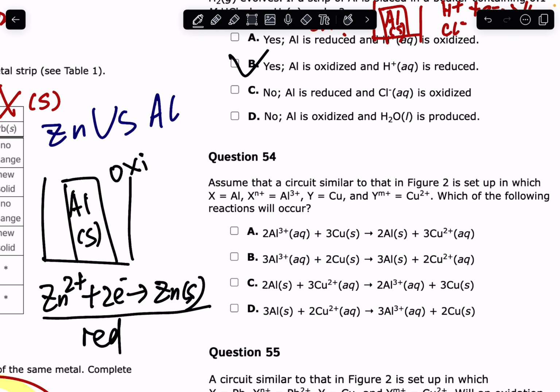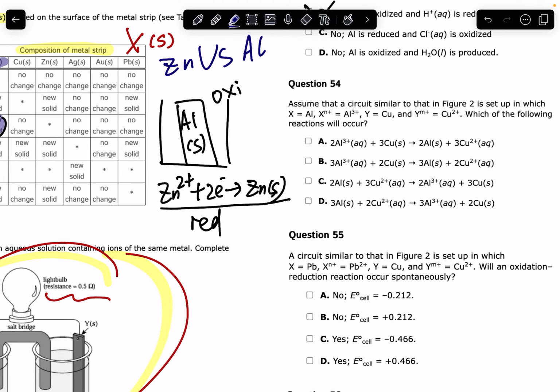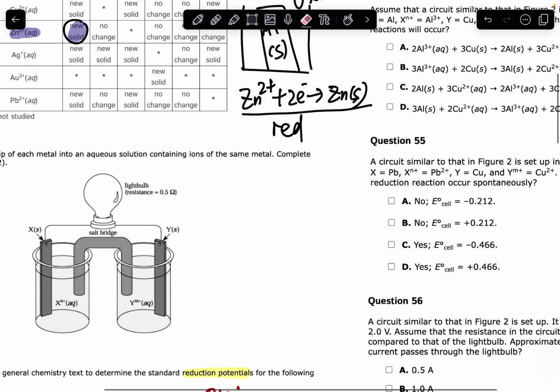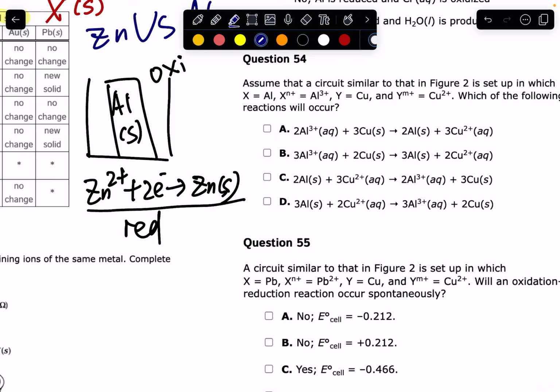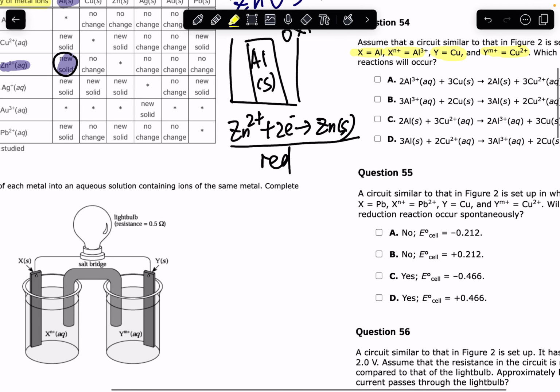Okay, all right. And then question 54 says, assume that a circuit similar to that in figure 2. Let me remind myself what figure 2 looks like. It very much looks like a galvanic cell, right? So a circuit similar to that in figure 2 is set up in which X is Al, X ion is this Al ion, and Y is copper, and Y n plus is this copper Cu cation, right? Which of the following reactions will occur? So let me plug all this into my figure 2.